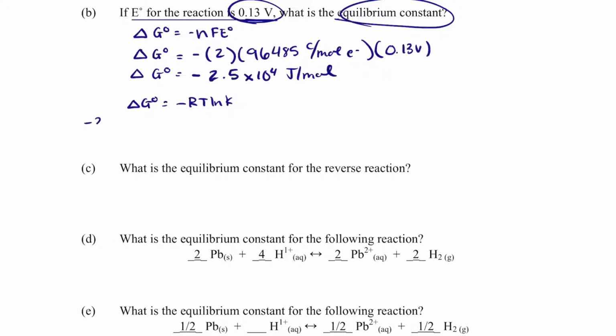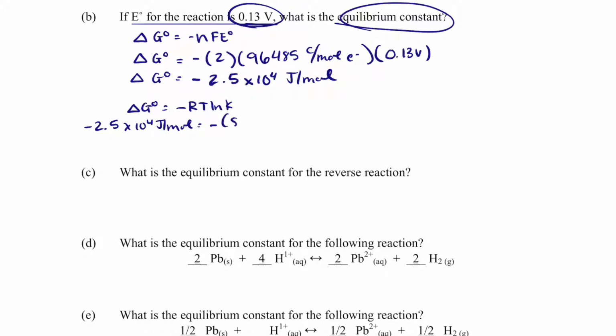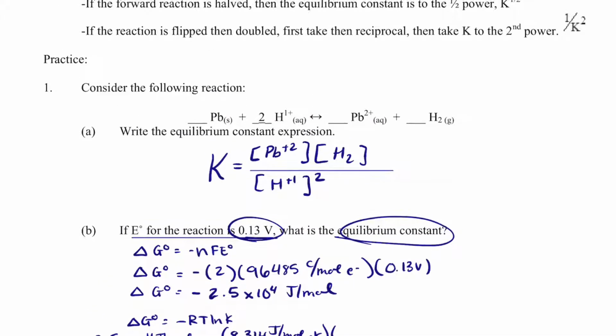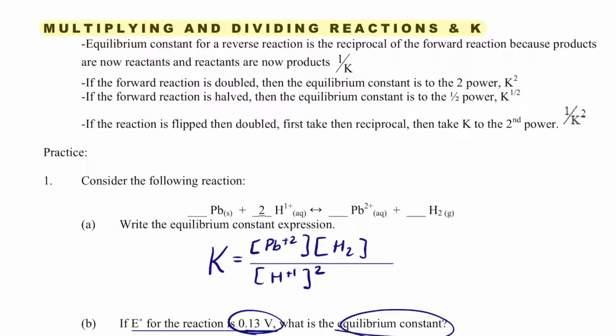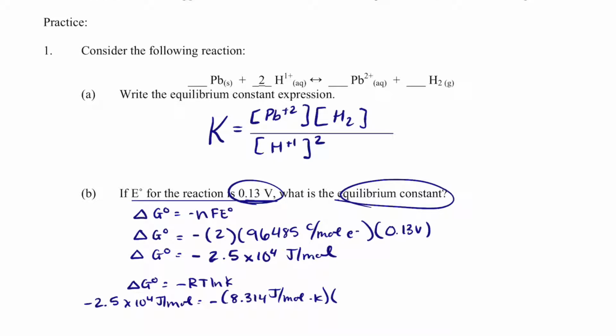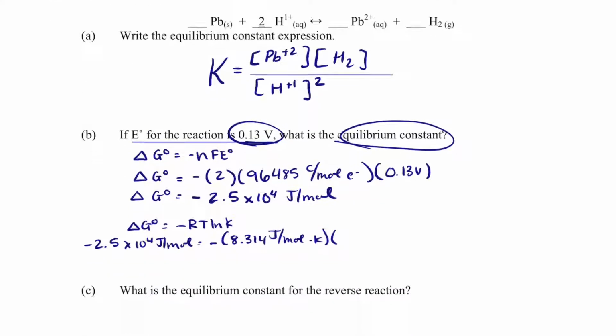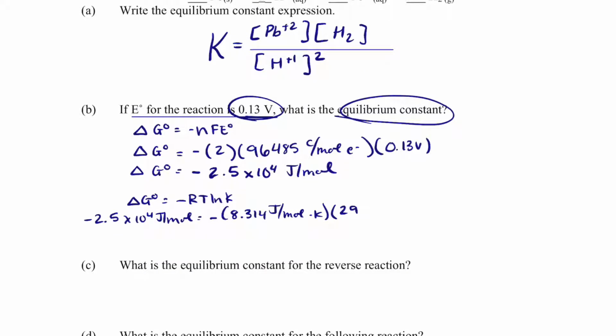And delta G is negative 2.5 times 10 to the fourth joules per mole. That equals minus R. R is 8.314 joules divided by moles times Kelvin, because this is not gas laws. I believe on this problem, I did not tell you what the temperature is, and I'm looking to see if I did, but let's assume it's just at 298 Kelvin, 25 degrees Celsius, then times the natural log of K.